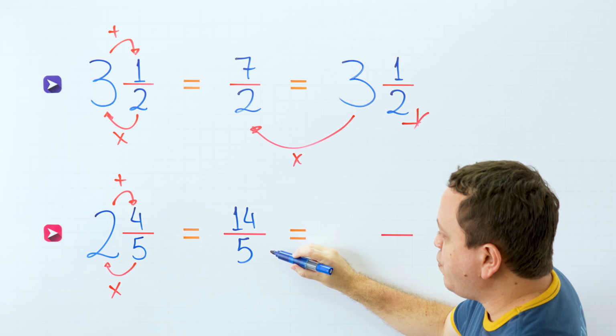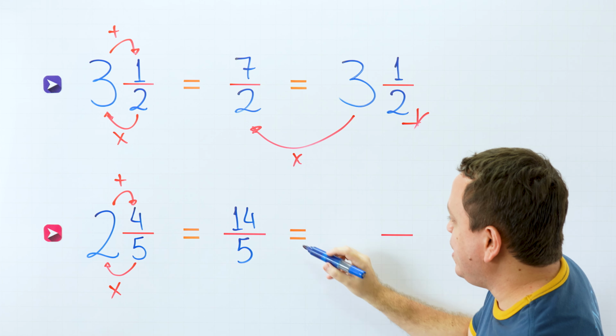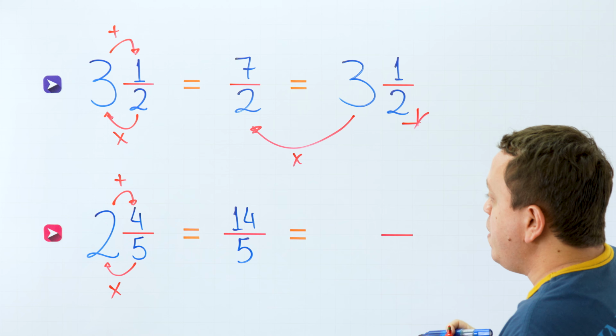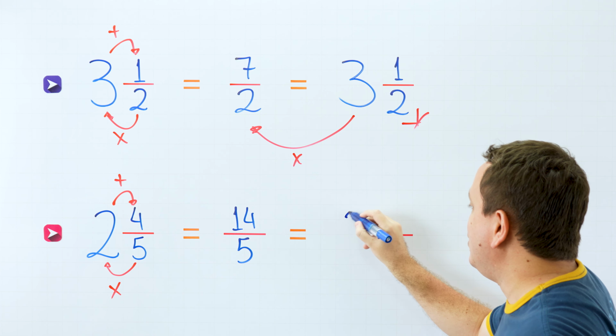So how many times does 5 go into 14? Well, 5 goes into 14 2 times.